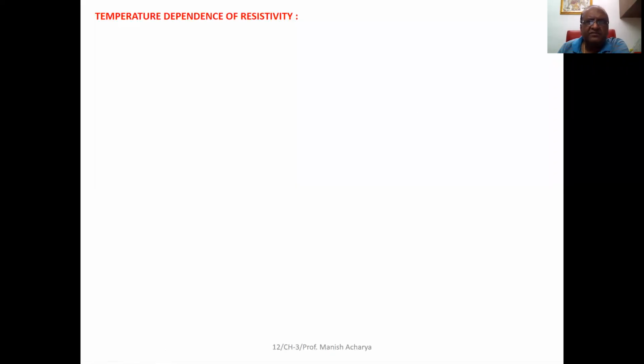Temperature dependence of resistivity. See, when we discussed resistivity, at that time we discussed this thing: as temperature increases, resistivity also increases. If you remember, we discussed that as temperature increases, the kinetic energy associated with the thermal motion of electrons also increases. So the electrons' motion becomes faster. And due to that, the time between two successive collisions decreases.